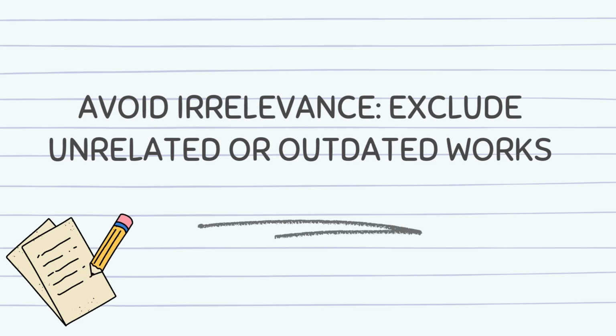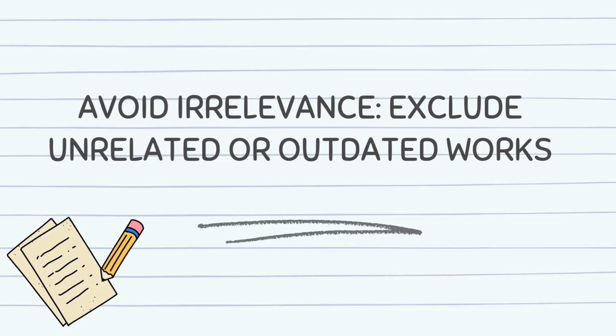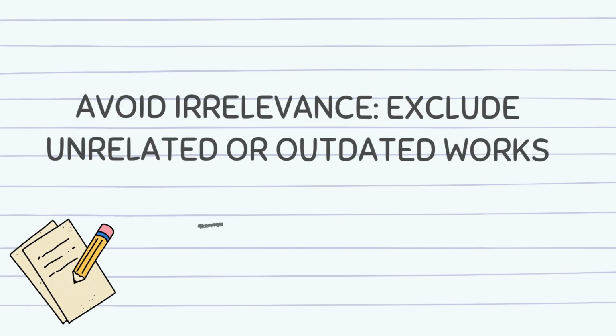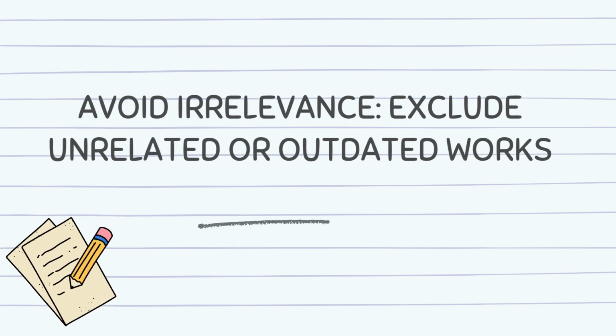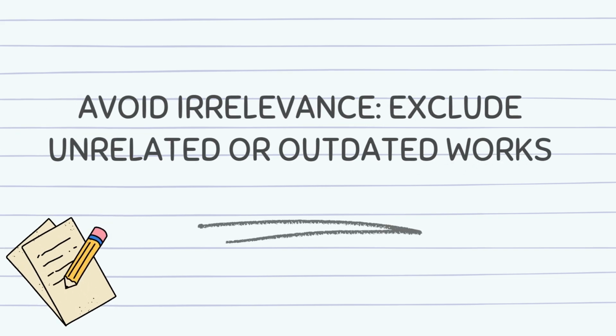Part 2. Implementing strategies to avoid irrelevance. In Chapter 2, after understanding why it is important to exclude unrelated or outdated works, the next step is to implement practical strategies for maintaining a focused and relevant literature review. This ensures that Chapter 2 effectively supports the research objectives and framework without unnecessary distractions. 1. Establishing inclusion and exclusion criteria. Before gathering sources, researchers should create a clear set of criteria to determine what qualifies as relevant.